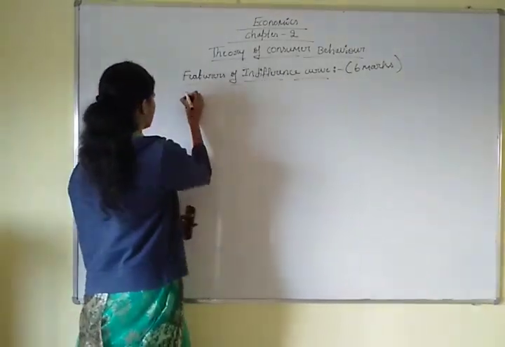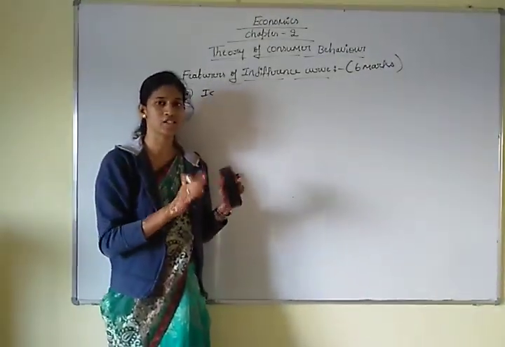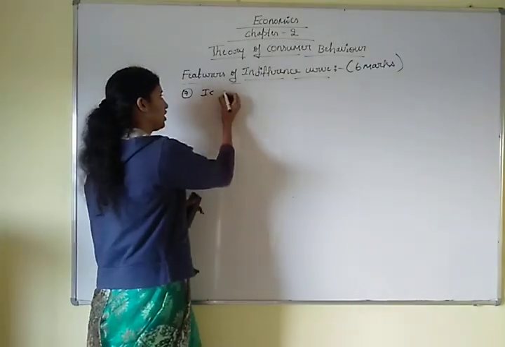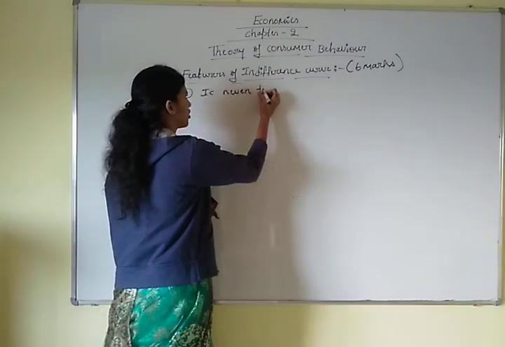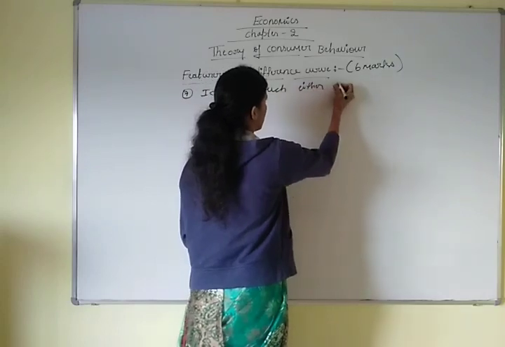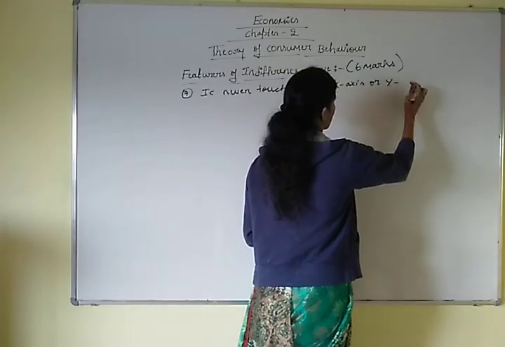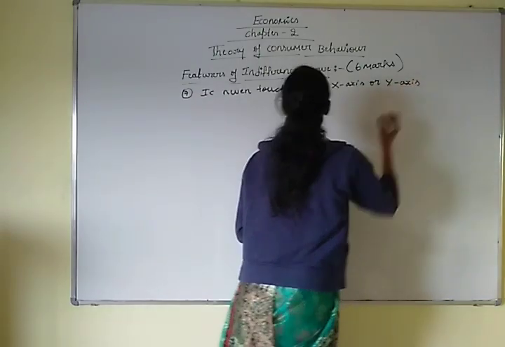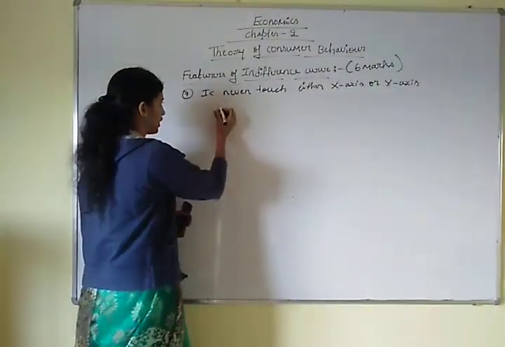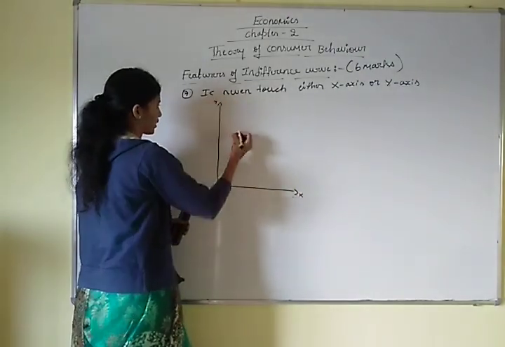Okay. Next one. The indifference curve cannot touch either the x-axis or the y-axis. The seventh important feature or property of the indifference curve is that it never touches either the x-axis or the y-axis. Okay. So the indifference curve never touches either the x-axis or the y-axis. In the diagram, x-axis, y-axis.